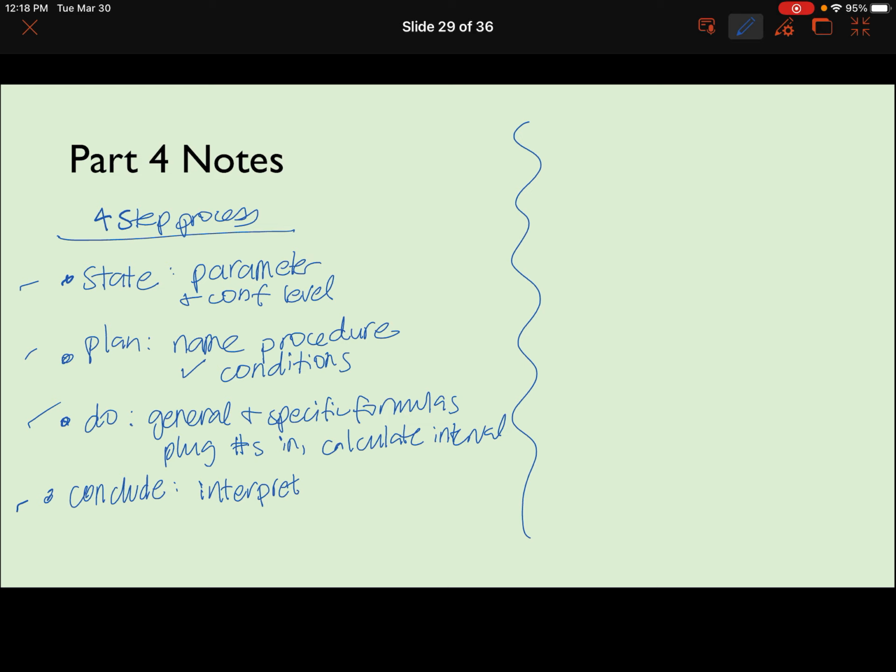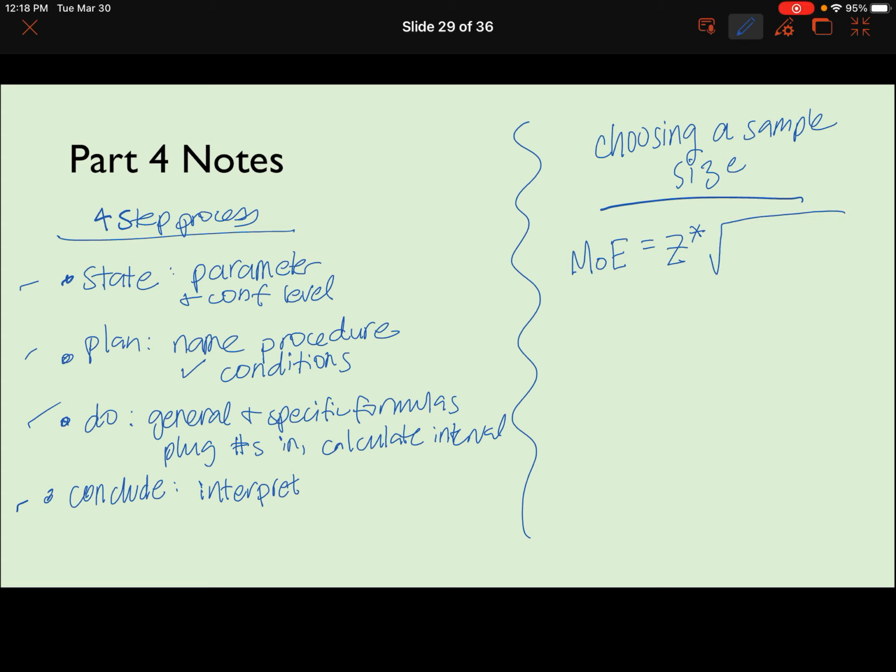All right, the other thing I want to talk to you guys about is there's a certain kind of problem that you'll see sometimes where it asks you to choose a sample size. So I'm just going to show you how to do that. You will see this in the check for understanding. In this kind of problem, you're going to be given your margin of error, and then you're going to have to plug in your Z star value, your P hat, and then N is going to be unknown, and you're going to have to solve for that.